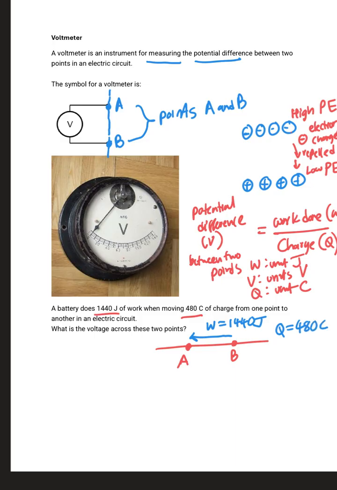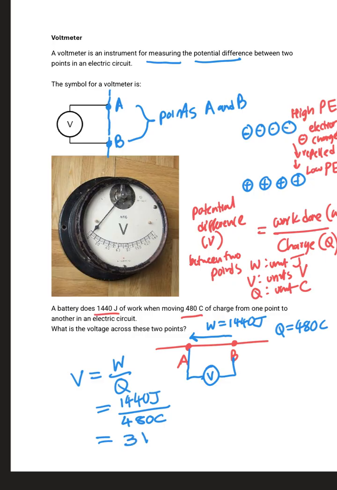So to find the voltage across these 2 points, we can just say V is equal to W over Q, and then we have 1440 joules over 480 coulombs. And when we do the calculation, we will get 3 volts, because we are calculating volts, so the answer must be in the units of voltage. So this will be 3 volts.